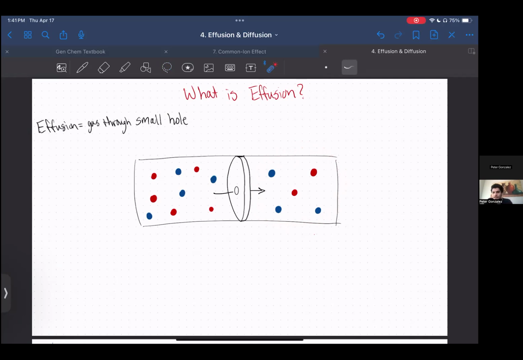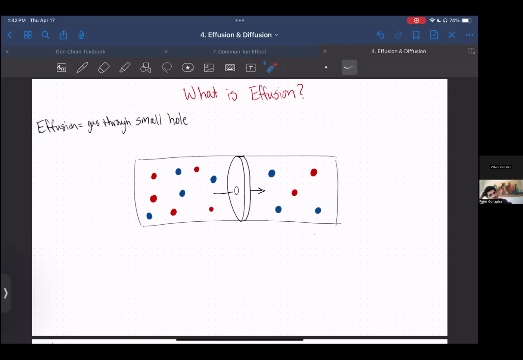Outside of that too, I think the only other major thing about effusion is that the hole is so small that only one gas particle can flow out at a time. Which you'll see is a minor difference between them. It's important to know. So for effusion, one gas particle comes out at a time. So as you can imagine, smaller particles will be able to flow out faster and more quickly, in less time.